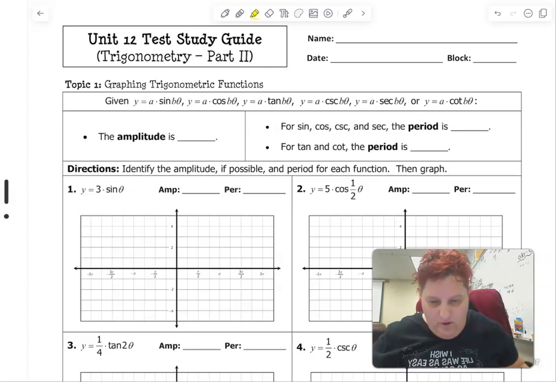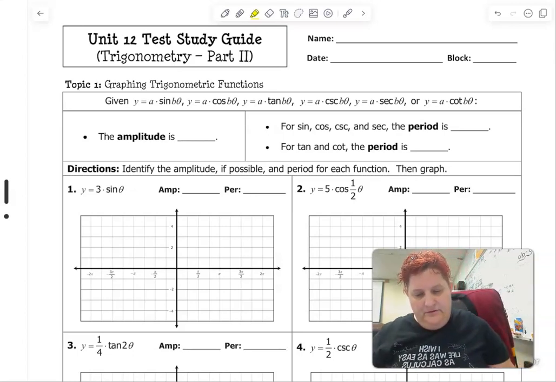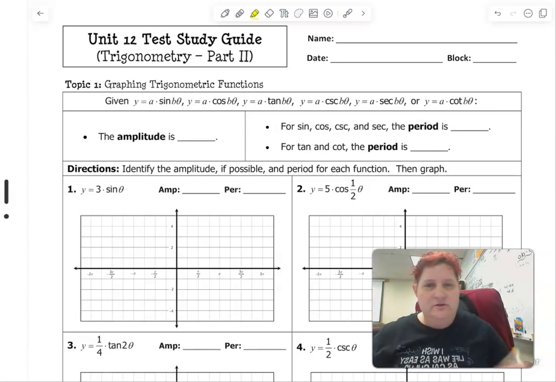All right, guys, welcome. We are going to go over this study guide for the entire Unit 12 test. You guys can take notes all over your study guide, do whatever you need to do, and you can use that on the test, okay? So we're going to write a lot of notes and stuff on here.